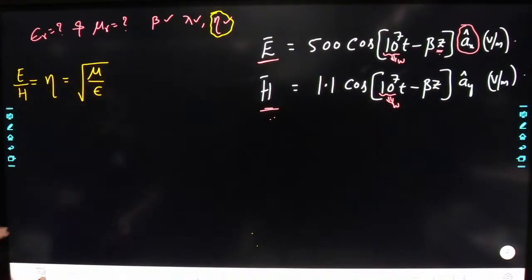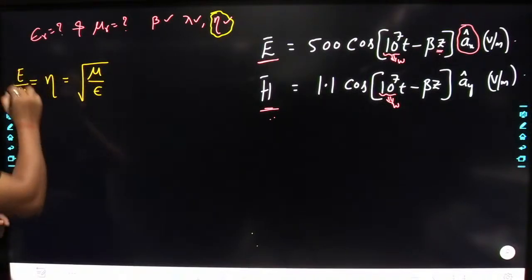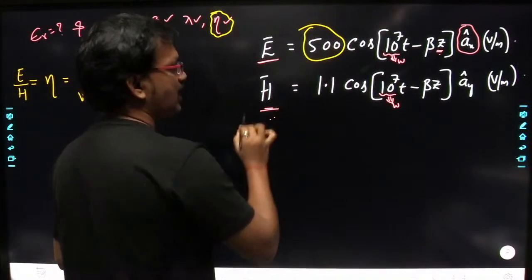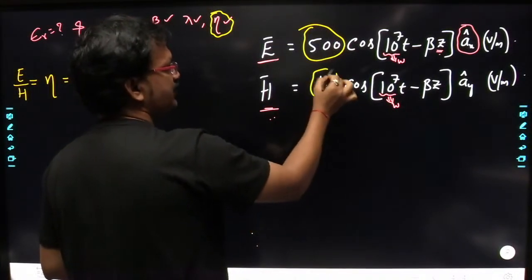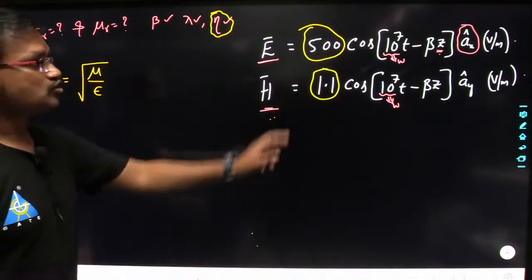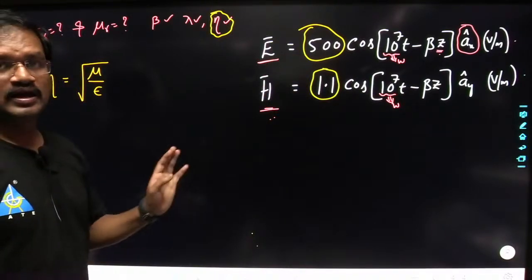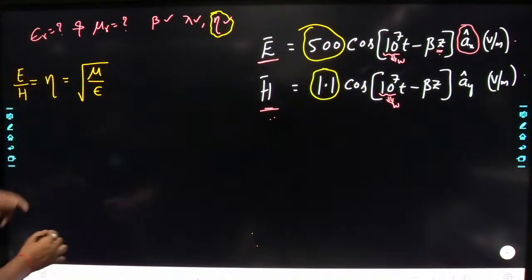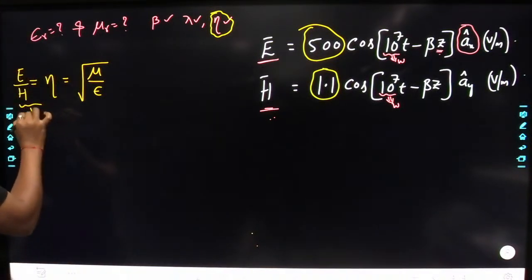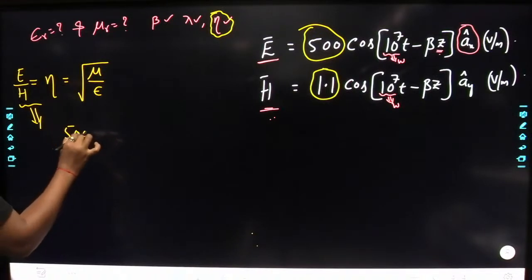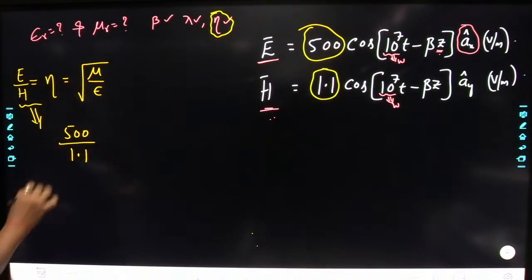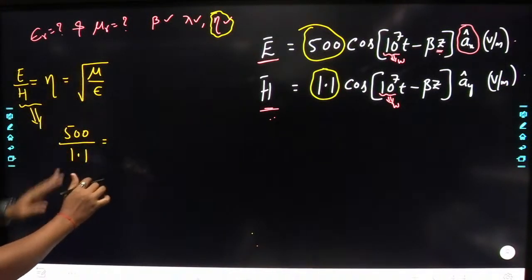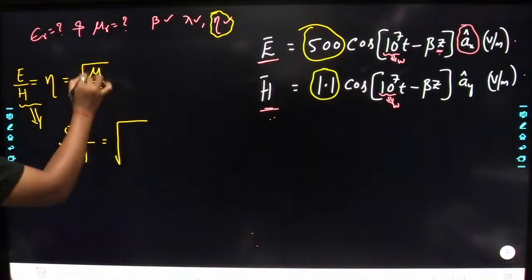Now here, what is the amplitude of the electric field they have given? The amplitude of the electric field is 500, and the amplitude of the magnetic field is 1.1. So 500 divided by 1.1 is nothing but the intrinsic impedance of the medium. Yes or no? So 500 divided by 1.1 is equal to the intrinsic impedance of the medium, which is equal to the square root of mu by epsilon.